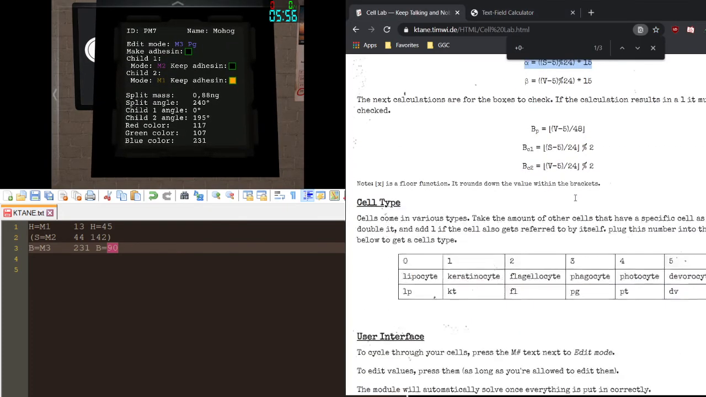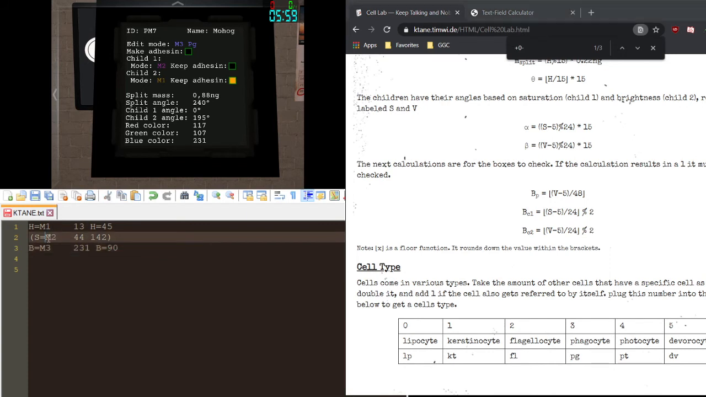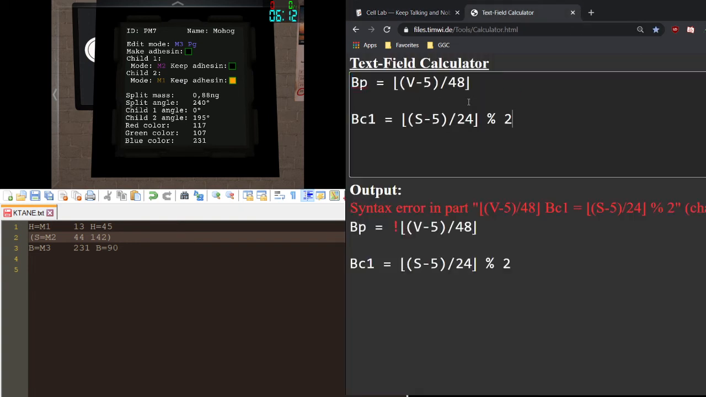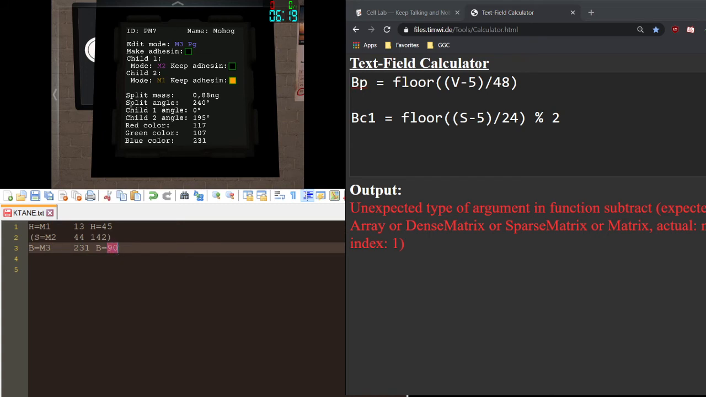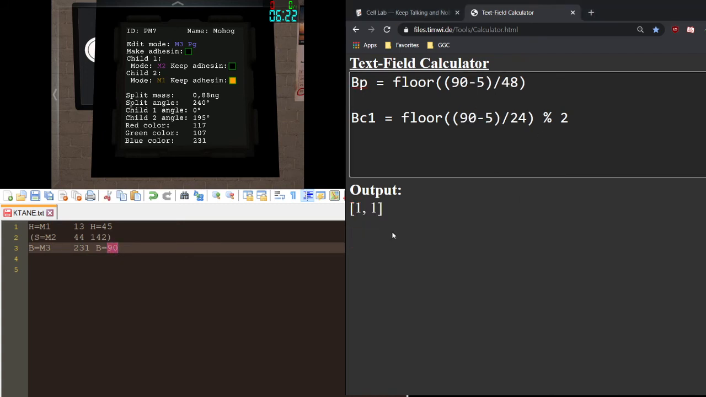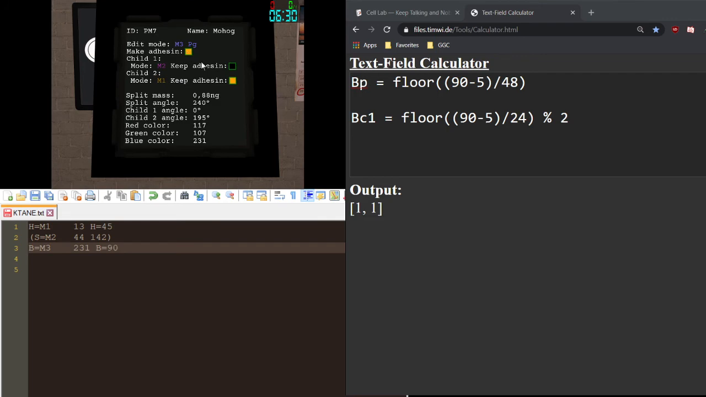Now, we get the boxes. Because we are ignoring the cell that needs the middle box, we only care about the top and the bottom box. As you can see, the calculation for the bottom two boxes is the same, so once again, we can just copy the first two equations, convert these to floors that the text field recognizes, we plug in the brightness value, and we get 1, 1, meaning for the cell that needs the brightness, both of the boxes should be checked. 1 and 1, we ignore the middle box.